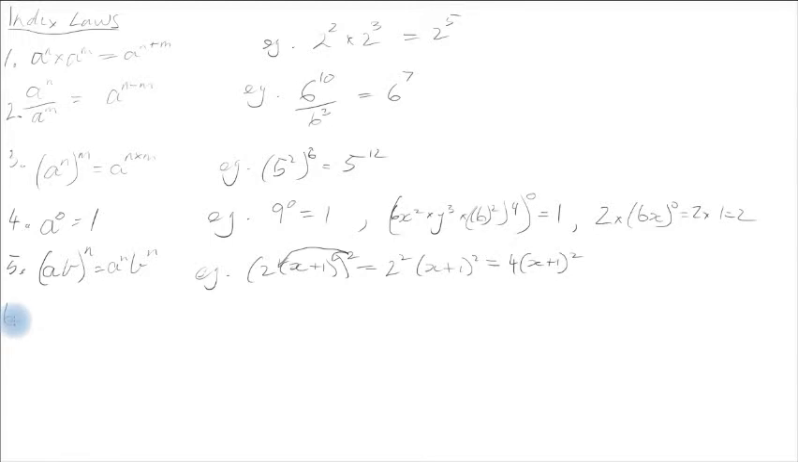Law 6 is very, very similar. It's if you've got a divided by b and everything is to the power n, then that's just a to the power n divided by b to the power n. So I'll do a quick example. I'll do a much easier example than this one perhaps. I'll just do 2 over 3 squared is 2 squared over 3 squared, which equals 4 over 9. So there we go, there's number 6.